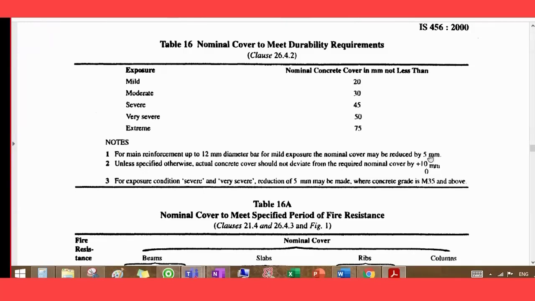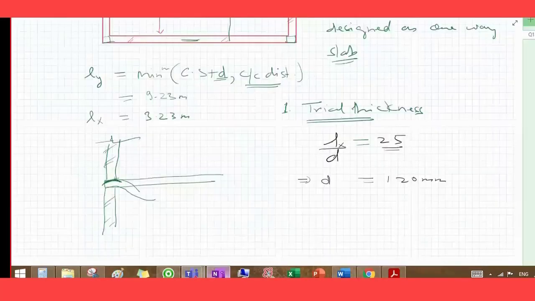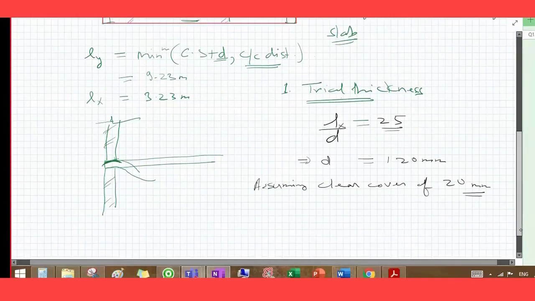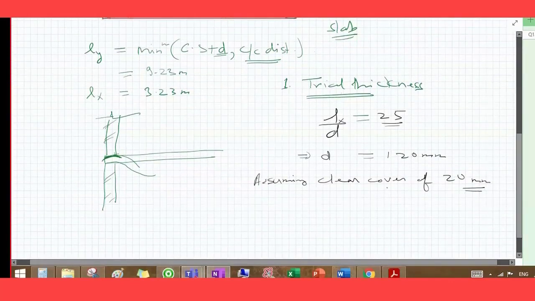So please understand this logic, why I'm going to write the cover as 15 mm. 20 minus 5, and I know my main reinforcement will be less than 12 mm in case of the slab which I'm going to design. Normally in slab, you go with 8 mm, 10 mm, or 12 mm. So that's why I'll reduce this nominal cover requirement. Rather than 20, I'll be taking 15 mm. So let me write down this: assuming clear cover of 20 mm. Okay, so I'm assuming a clear cover of how much? 20 mm.